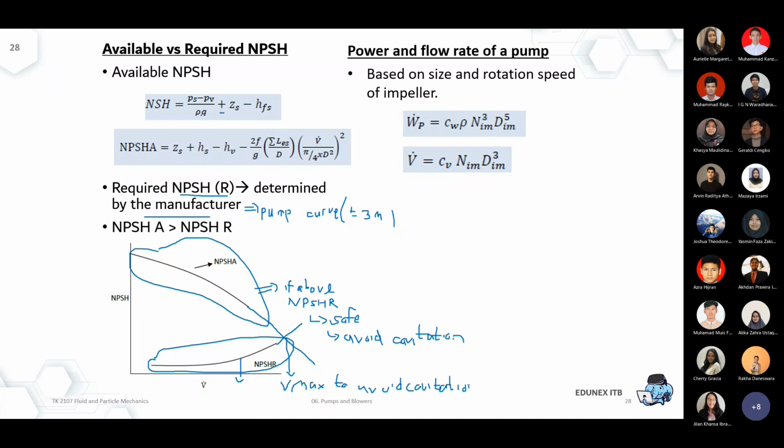Why is that? Can anyone help me explain why, if you increase your flow rate, the NPSH available will gradually decrease? So look back at this formula. Which part will be bigger or lower when you change the flow rate of the liquid transported using the pump? Will it be the PS, PV, ZS, or the HFS?